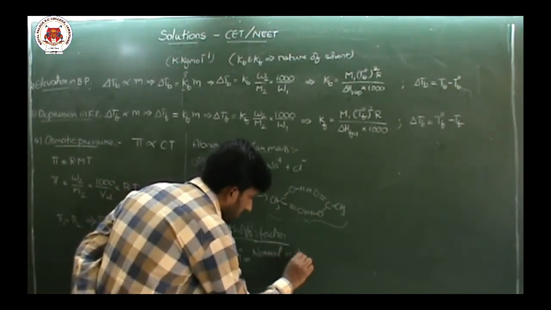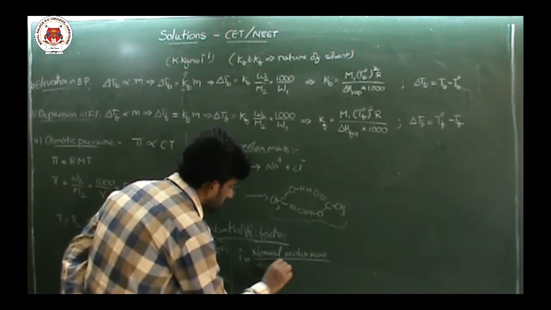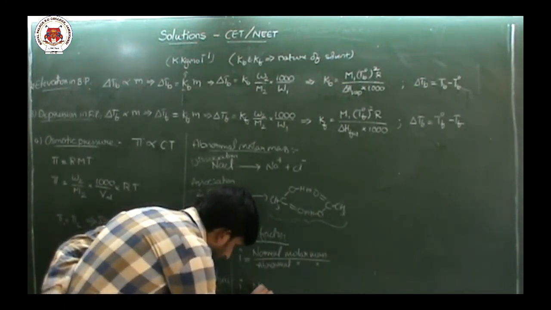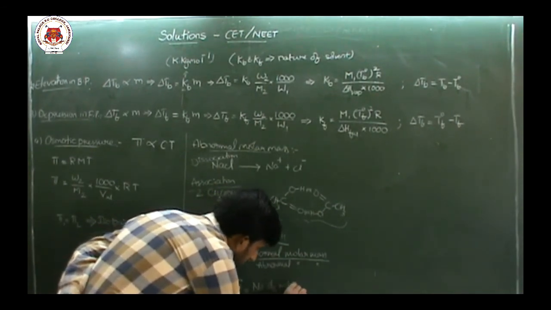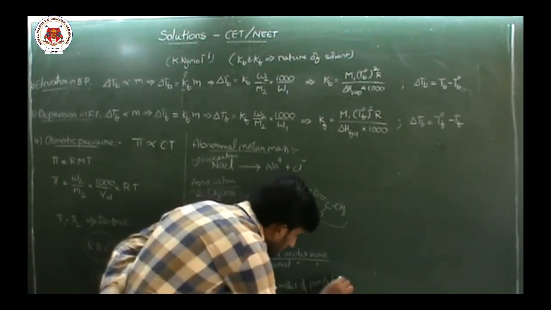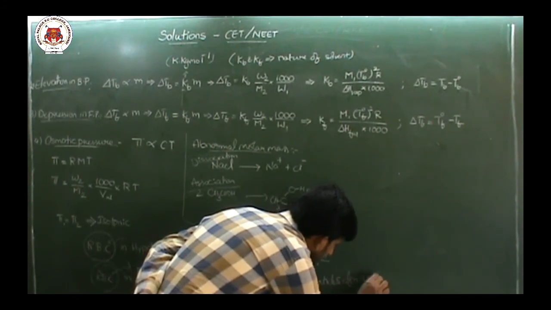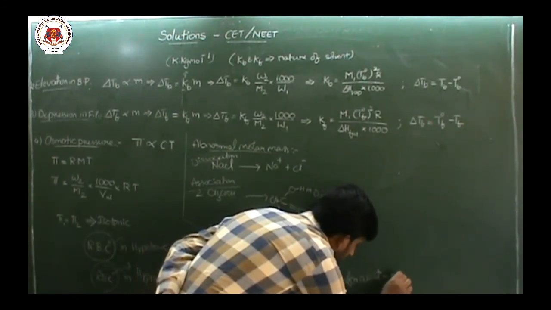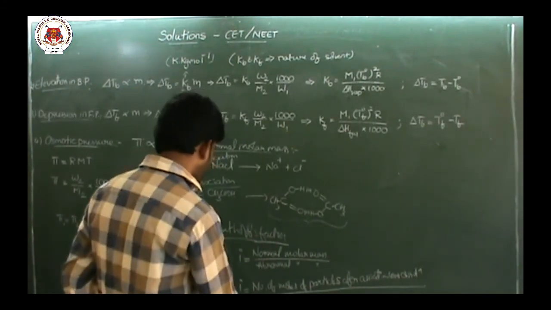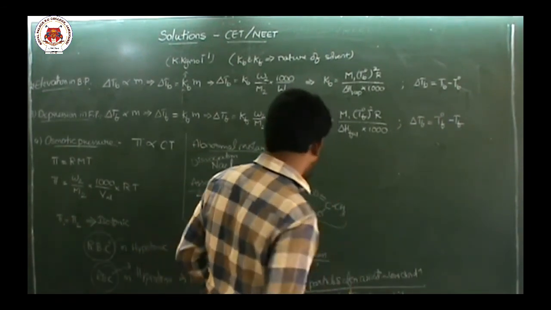Normal molar mass by abnormal molar mass, or it is also given like this: number of moles of particles after association or dissociation, by number of moles of particles before association or dissociation.